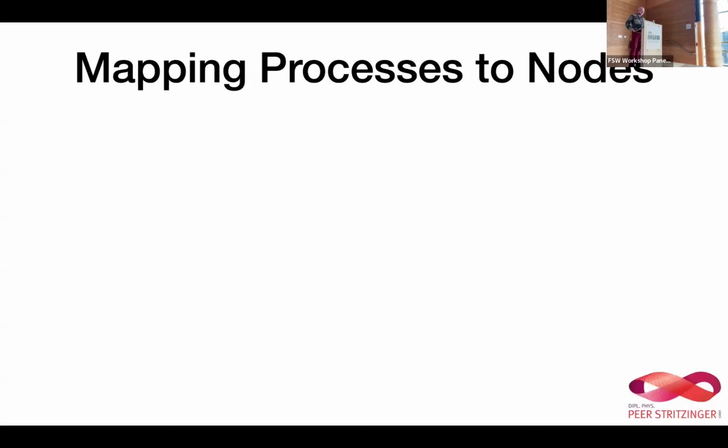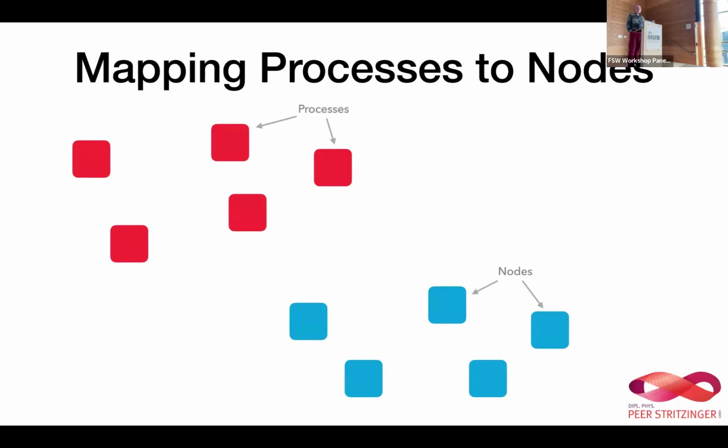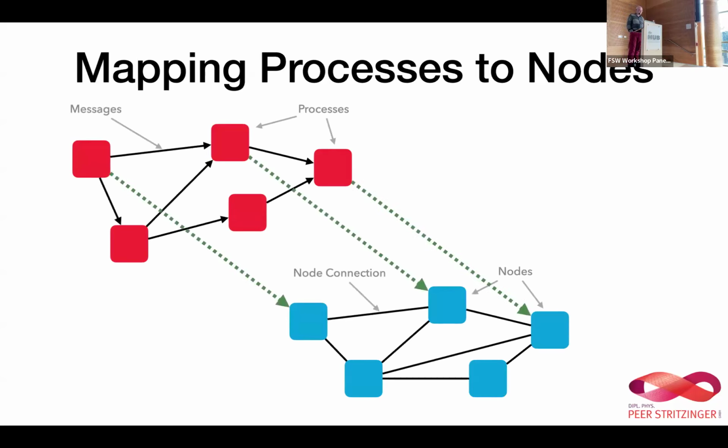So it's about mapping processes to nodes. Normally we do this manually. We decide what runs where. We have a bunch of processes, which could also be sequences of tasks or whatever you name it, and a bunch of nodes, and we decide what runs where. But we want to take that away and make this automatic. So when we have this network and the communication graph between the processes, we want to automatically map them in an optimal way to the nodes.